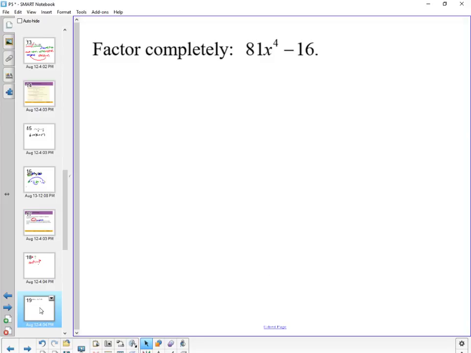Factor completely. Okay. That is not the difference of squares, right? It's fourth degree. But it can still be done. Nice and loud? But it can still be done. Let's see if it could still be done. I want to make sure that I can write them as a difference of two squares, don't I?